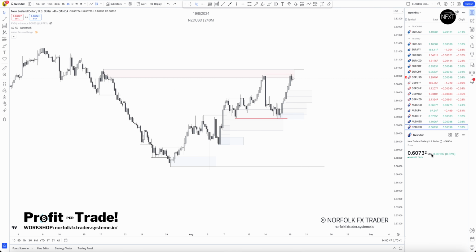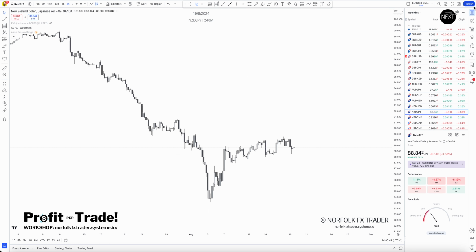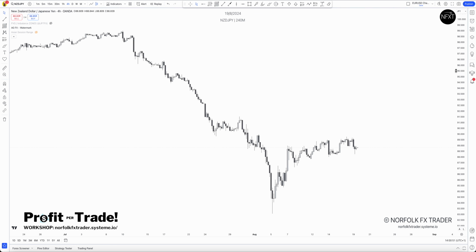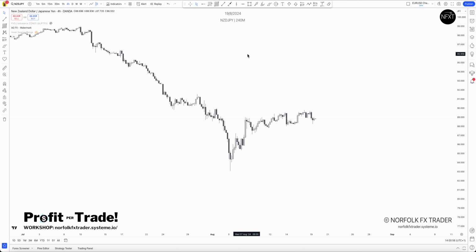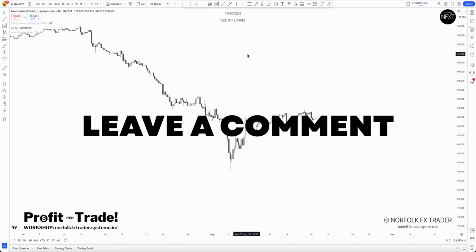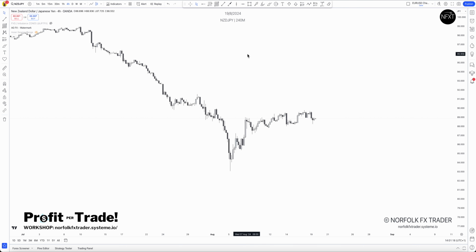Let's now look at the next pair. New Zealand Japanese yen. So again, let's start with what? Okay. In fact, would someone please type down in the comments the process you need to do this? Is it the imbalance, the supply and demand, structure, sweeps? What is it? What is the order we do first? Hopefully you've been paying attention. If you have, put it down in the comments. Let's see how many of you really have been watching this video and you know how to do it correctly.